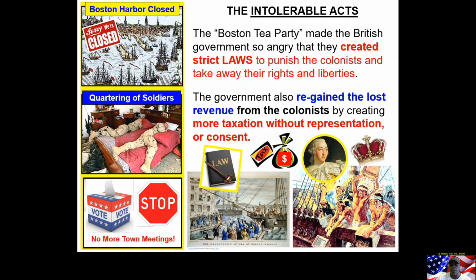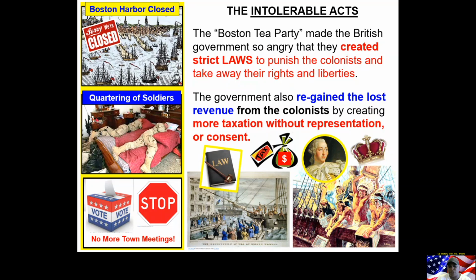He's going to work with Parliament, and they're going to create what is called the Intolerable Acts. Intolerable, that means like to make you miserable. It's like you can't take it. You feeling the pain. Well, the king is going to punish those colonists for wasting his money like that, throwing his tea in the water, costing him millions of dollars. He said, I'm going to get you. I'm going to get you back.